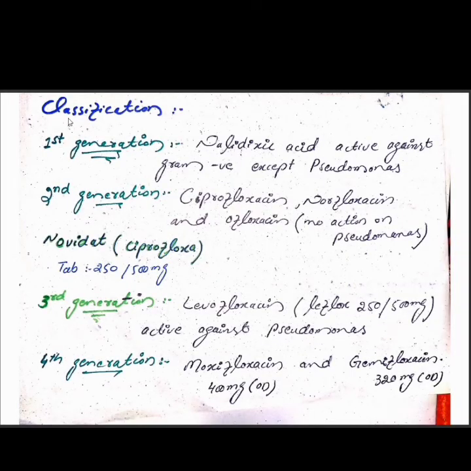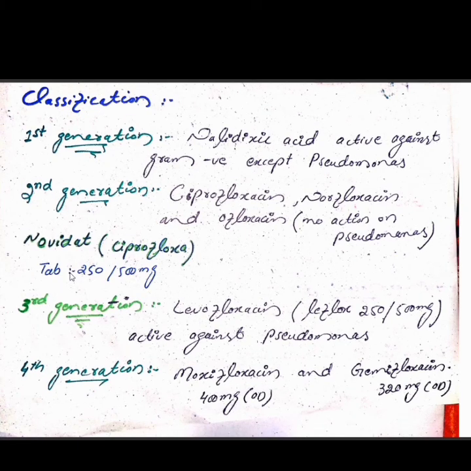Classification of the fluoroquinolones: we have first generation, in which we have nalidixic acid, which is active against gram-negative bacteria, except Pseudomonas. In second generation we have ciprofloxacin, norfloxacin, and ofloxacin. Unfortunately, ofloxacin is also not effective against Pseudomonas. Ciprofloxacin and norfloxacin are commonly used to treat diarrhea and UTI. They are both used in smooth muscle infections. Ciprofloxacin is available with the brand name Novidet, in 250 mg and 500 mg tablets.